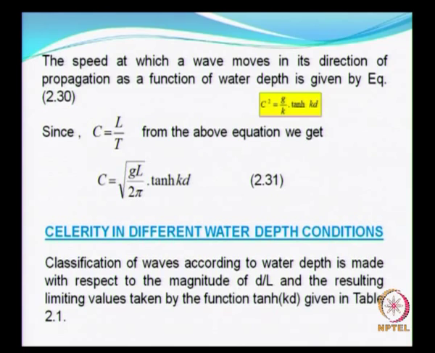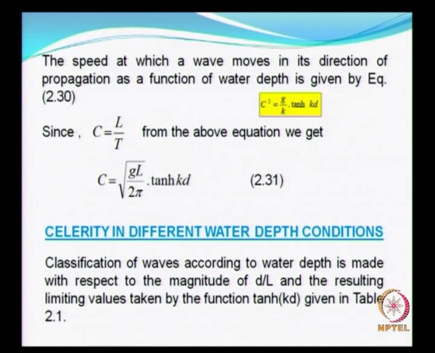This establishes the relationship between the wavelength or the wave period and water depth. We have already seen that celerity is just L by T, that is wavelength divided by the wave period, and if you substitute this in the above expression, because k is just 2 pi by L, then you will end up with this expression for C in terms of wavelength and period, wavelength and water depth.